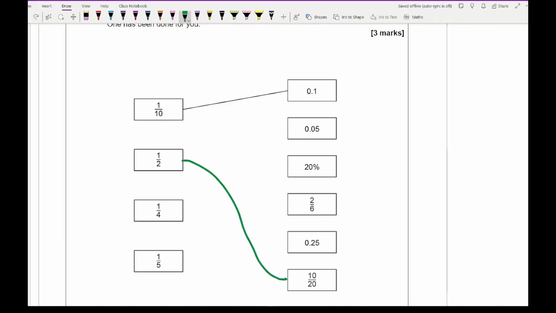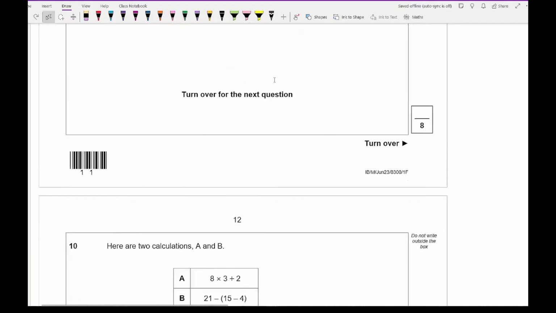A quarter is the same as 0.25. And 1/5 is the same as 20%. And you get 1 mark for each correct one you do and lose a mark for every incorrect one that you miss out or get wrong.